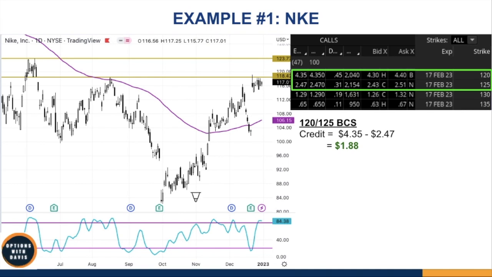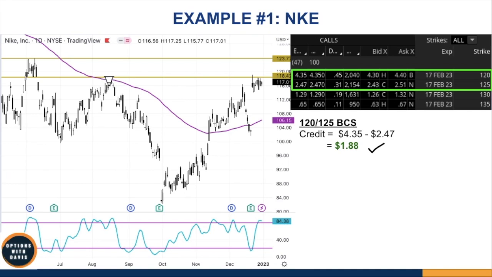So first off, you want to start off with the aggressive one. As you can see, the aggressive one, 120 and then 125, what we get is $1.88. So for a $5 wide spread, we want to get anywhere from $1 to $1.50. So as you can see, it is very good credit for us down here. So we can definitely go with this if you're aggressive.